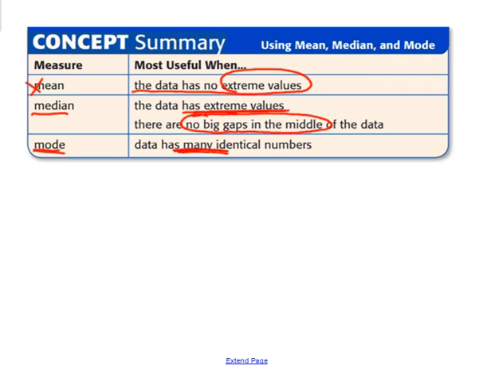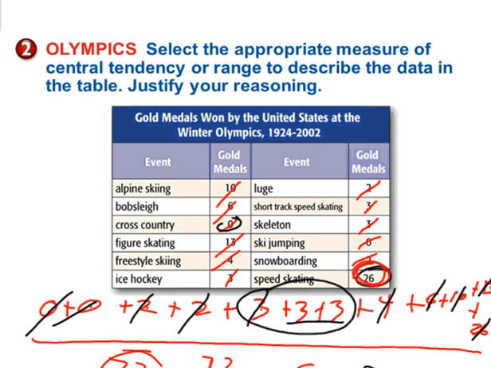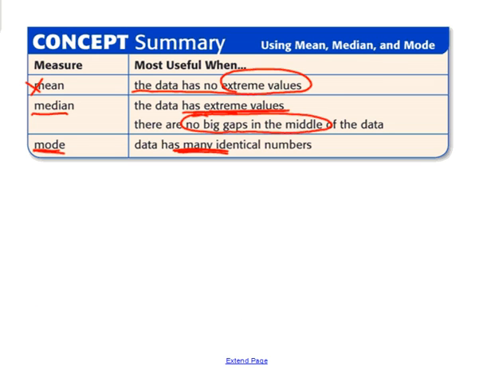And it has no big gaps in the middle. Well, let's look back and see if we got any big gaps in the middle. And if we look here across the middle, I've got 2, 2, 2, 3, 4, 3, 3, 3, 4, 6. Not a big gap in the middle. So I'm thinking that according to my rules here, the median is very valuable.